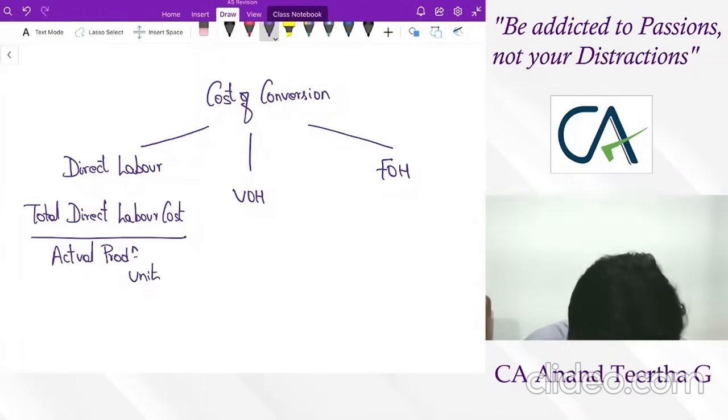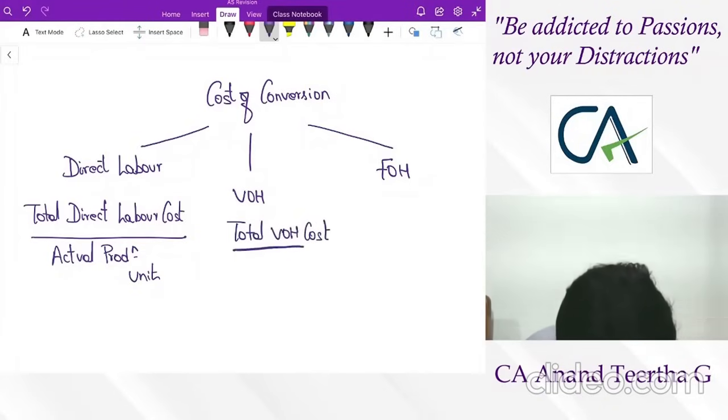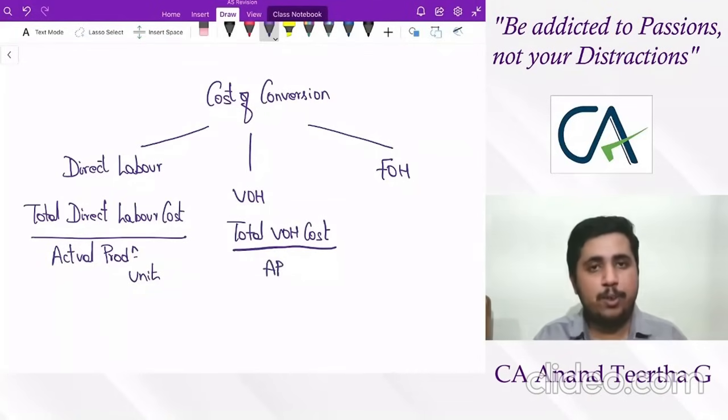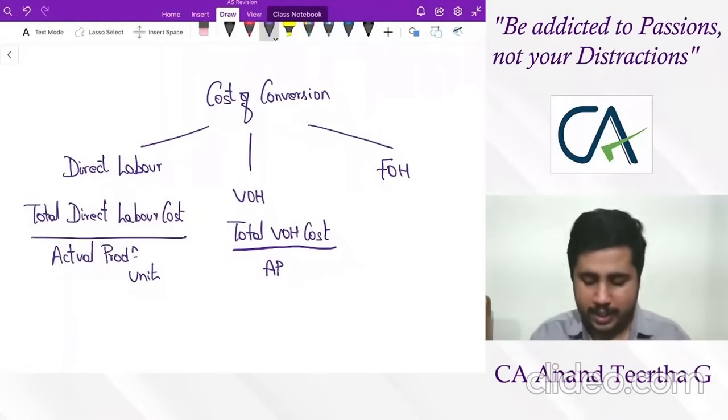What about variable overhead? Same way, total variable overhead cost, again divided by actual production. I will write that as AP. Why is it so? Because variable overheads are those overheads which change according to production units. Since it changes according to production units, variable overhead will be the numerator amount, denominator will be actual production. However, when it comes to fixed overhead, it is not so.